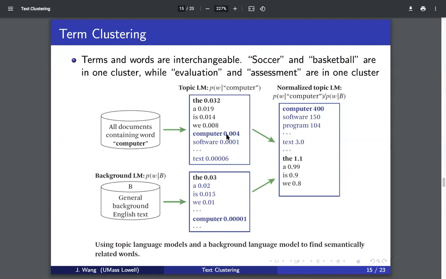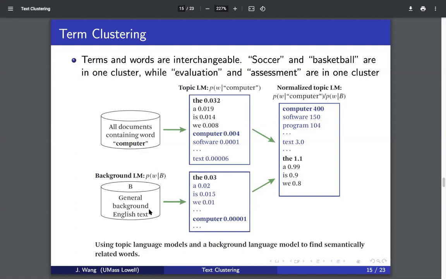So computer itself is 0.004. That means 4 times over 1,000 appearances. And software, 1 times over 1,000 words, right? And text is 6 times over 10,000. And of course, the ASDs, we know that they should have a higher probability because they don't really mean much. Okay, so if you look at TF-IDF, they should have very small values.